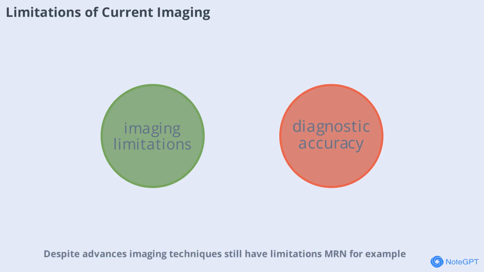Despite advances, imaging techniques still have limitations. MRN, for example, has a sensitivity of 46% and specificity of 66% for detecting piriformis syndrome. Some cases of sciatic nerve impingement may be caused by other muscles, not just the piriformis. Small sample sizes and lack of standardized protocols also limit the generalizability of current research. Therefore, imaging should always be combined with thorough clinical assessment for the best results.